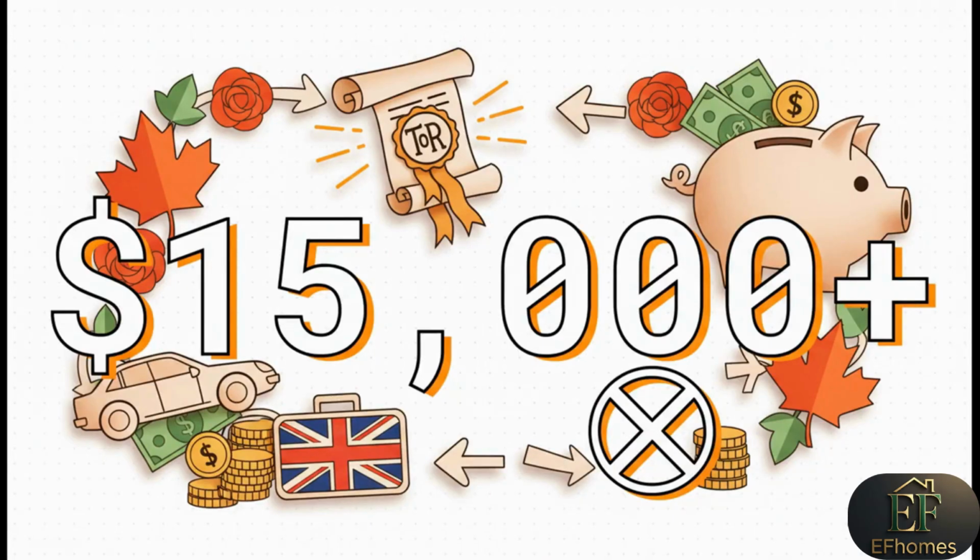So why should you care about all this paperwork? Well, just look at this example. Let's say you want to bring your $50,000 car with you to the UK. Normally, that would cost you over $15,000 in duties and VAT. But with an approved TOR, that cost drops to zero. A big fat zero. The savings here can be absolutely life-changing, which makes this one piece of paperwork you just can't skip.